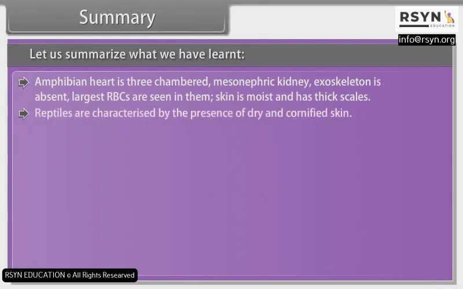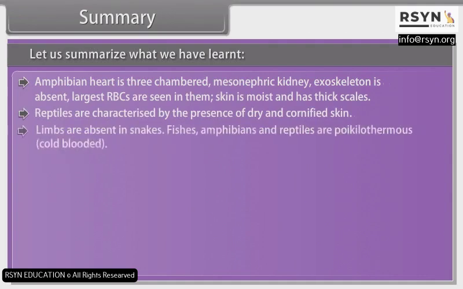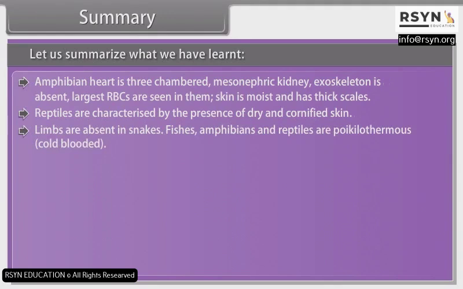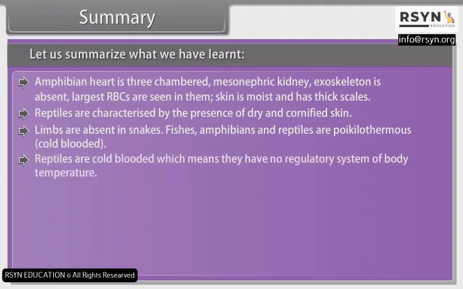Reptiles are characterized by the presence of dry and cornified skin. Limbs are absent in snakes. Fishes, amphibians, and reptiles are poikilothermous, that is, cold-blooded. Reptiles are cold-blooded, which means they have no regulatory system of body temperature.